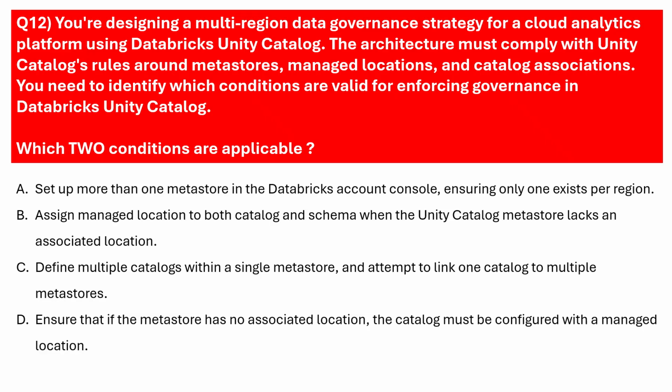A. Set up more than one metastore in the Databricks account console, ensuring only one exists per region. B. Assign managed location to both catalog and schema when a Unity Catalog metastore lacks an associated location. C. Define multiple catalogs within a single metastore and attempt to link one catalog to multiple metastores. D. Ensure that if the metastore has no associated location, the catalog must be configured with a managed location.